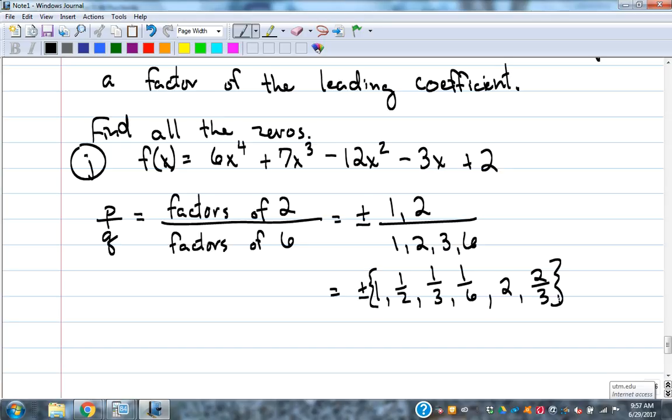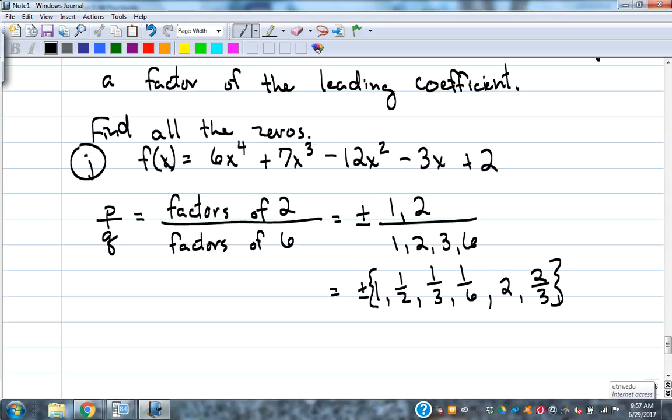So I've taken a polynomial and I've reduced the probability of finding the zeros, if they're rational zeros, from every number in the world. I've reduced it down to 1, 2, 3, 4, 5, 6, 12 numbers.